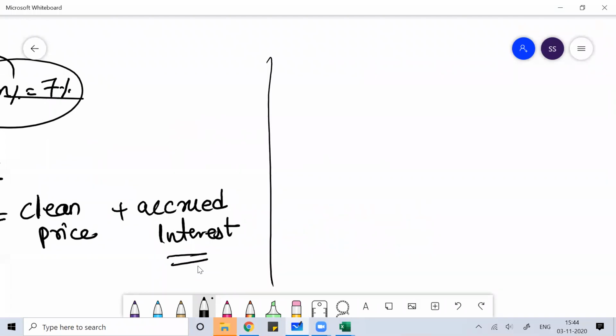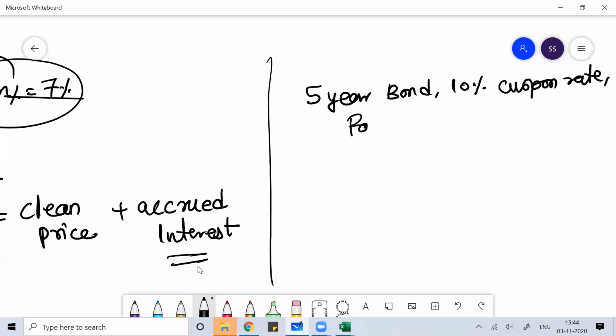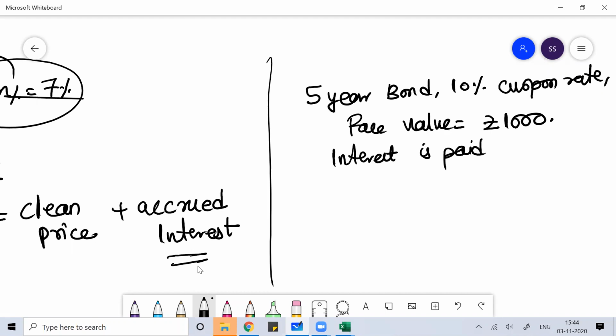To make you understand accrued interest, suppose there's a 5-year bond. 10% is the coupon rate, the face value is 1,000 rupees, and the interest is paid annually.